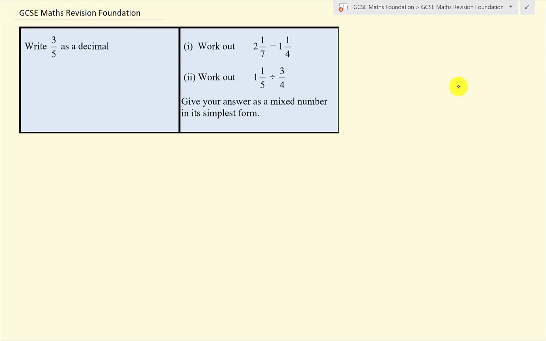Write 3/5 as a decimal. Now we know we can divide by 10, 100 and 1,000 very easily, so let's make the bottom number, the denominator, into a 10, so we have to times it by 2. According to equivalent fraction rules, we need to multiply the numerator by 2 as well. So that will give an answer of 6 over 10, and 6 divided by 10 is 0.6.